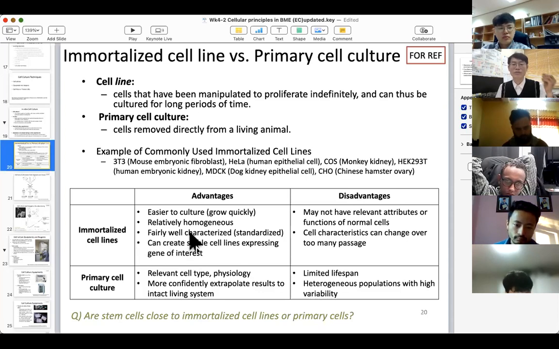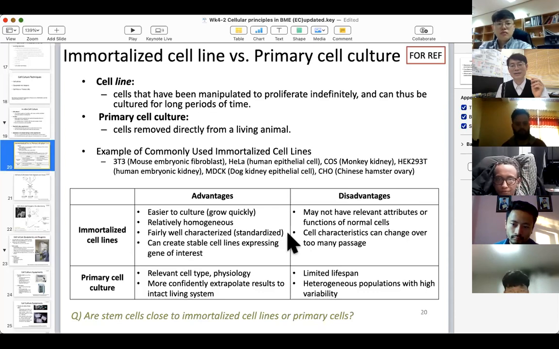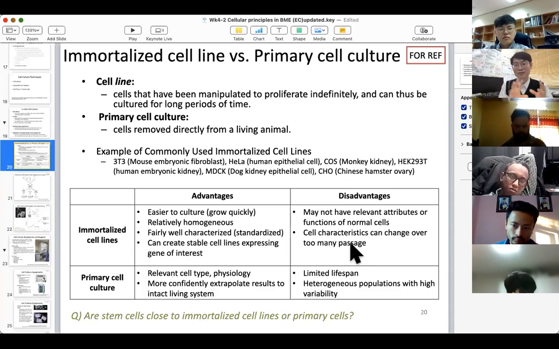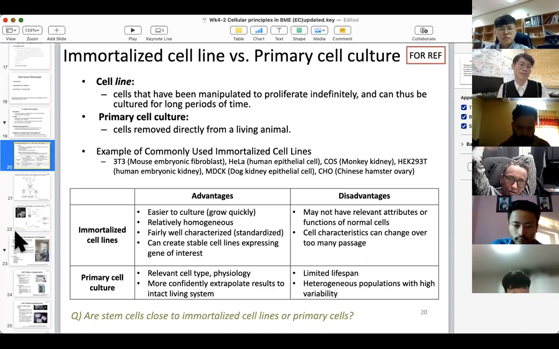But you have to think they may not be relevant, okay? And also, because of this long time, you have to be very careful not to assume they will be exactly the same, because too many passages may change the characteristics of the cell. So you have to write down the passage number, and sometimes you have to throw them out and get the new original cell line from a company, such as ATCC, which provides these cell lines.